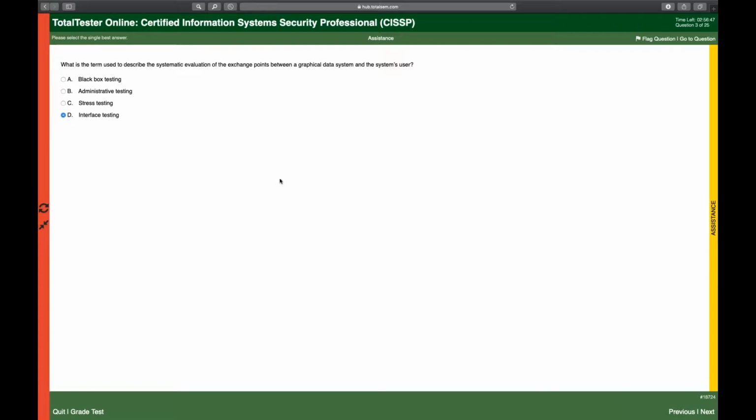Delta, interface testing, definitely. Anytime you see a question dealing with testing and users and graphical interface or graphical data, that's how the users interface with the system. Question number 4, Roger calls into a customer service center and pretends to be affiliated with the company in order to gain secured information. What tactic is Roger using?